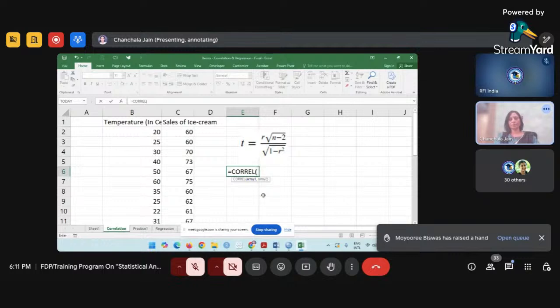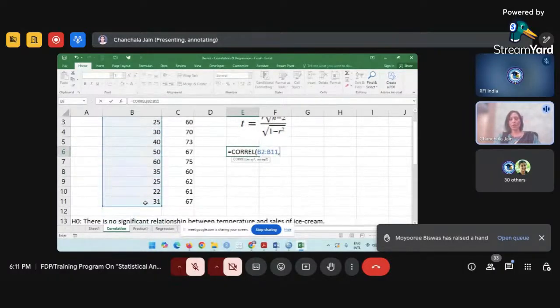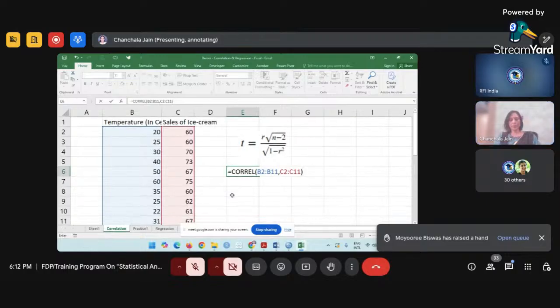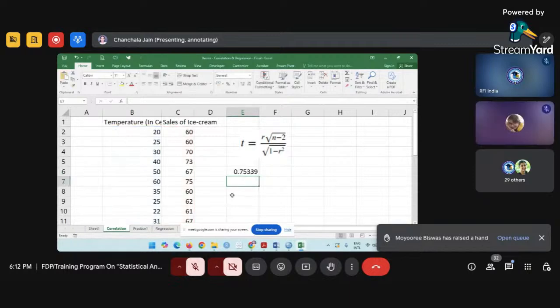Then this is asking you to provide the array. That means the ranges of your data you need to give. So select your first variable, temperature, put a comma, and select second variable and put a comma. And close the bracket. I hope it is clear. Yes, ma'am. So may I press enter? Okay. I hope everyone is getting 0.75.